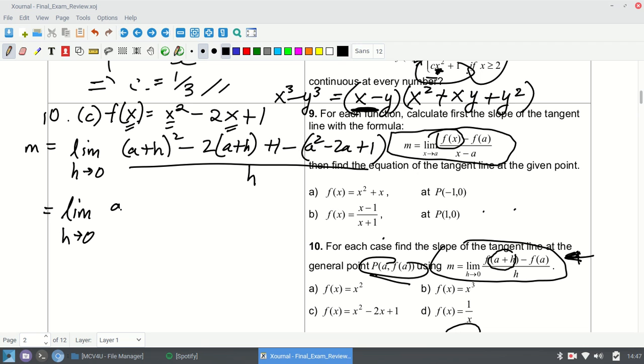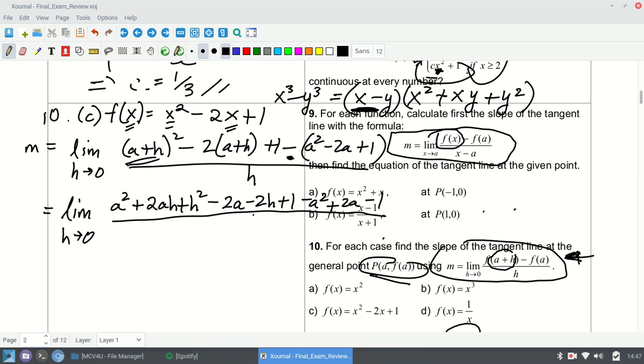When I FOIL this, I will get a squared plus 2ah plus h squared. Check it, it's a pattern. It's always something squared plus 2 times something. That's all it is. Minus 2a minus 2h plus 1 minus a squared plus 2a minus 1. I expanded the negative in there.